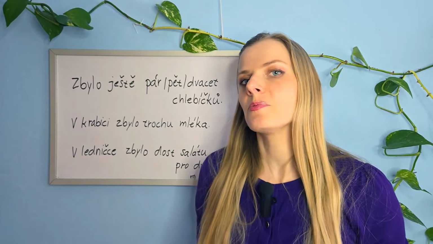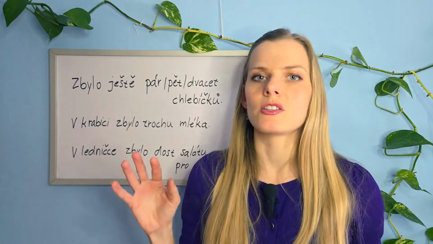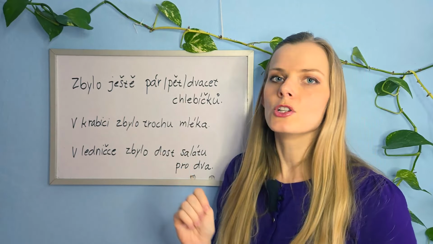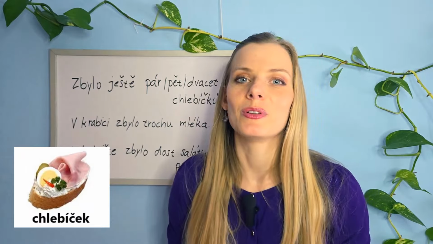Jdeme dál. Let's move on. We have seen several examples with the verb to be. I want to show you different sentences now with the verb zbýt, which is to remain. Do you know the word chlebíček? Chlebíček is this open sandwich that Czech people love.